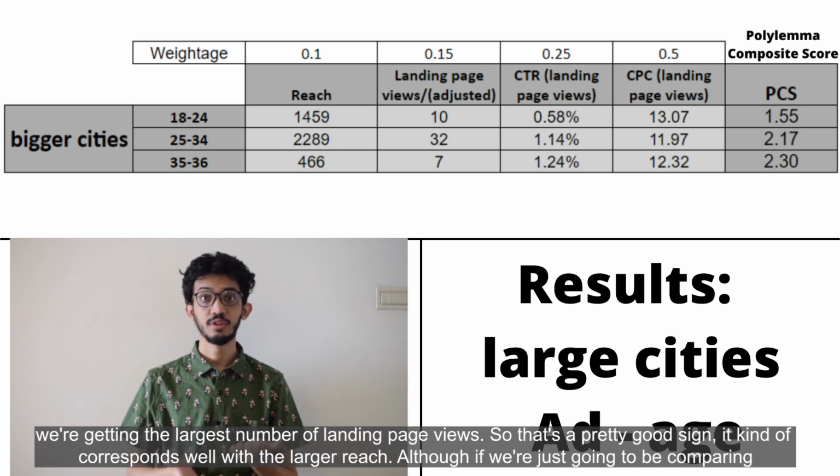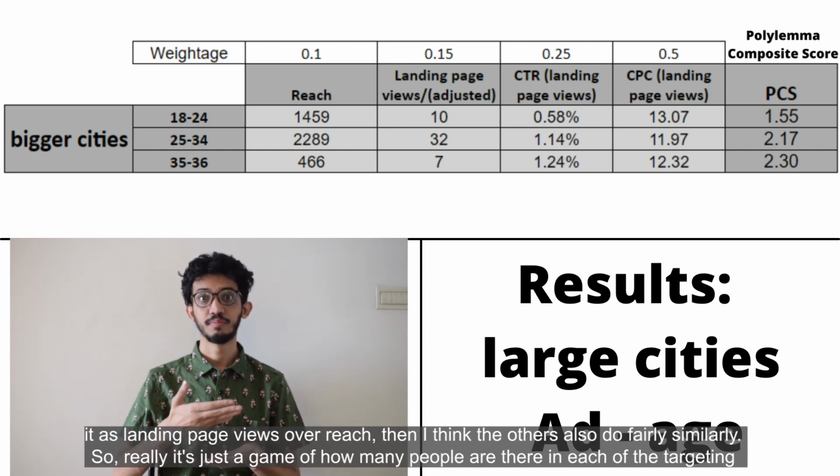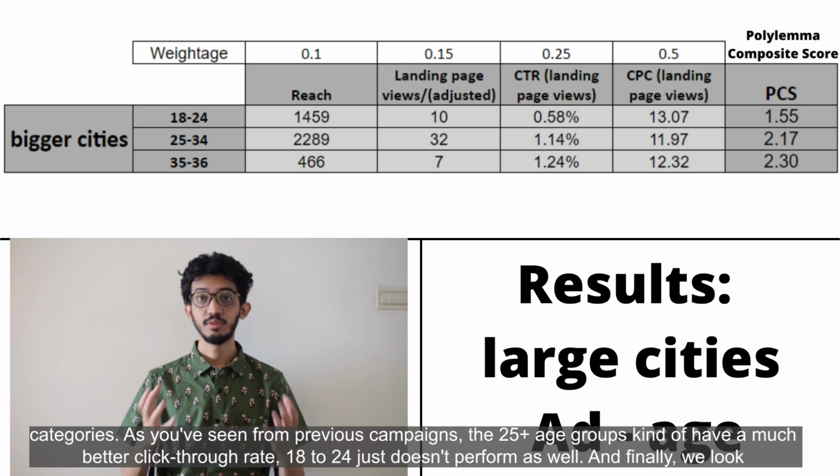Although if we're just comparing it as landing page views over reach, then I think the others also do fairly similarly. So really it's just a game of how many people are there in each of the targeting categories. Again, as we've seen from previous campaigns, the 25 plus age groups have a much better click-through rate. The 18 to 24 just doesn't perform as well.